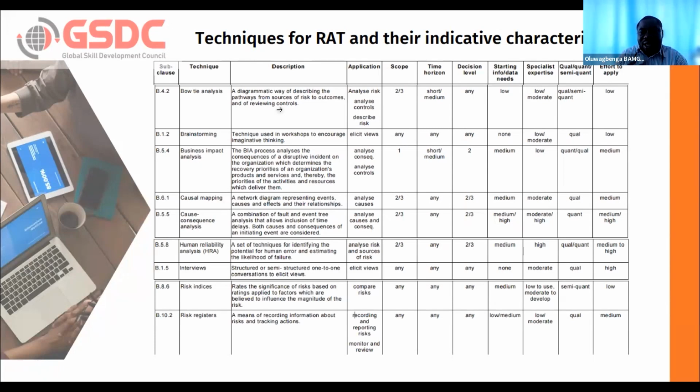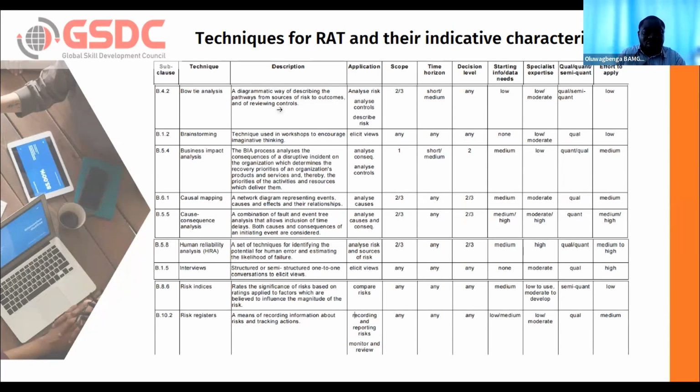Timing is also any, decision level is any, low, moderate, and of course, effort to apply is just for you to make sure people conform to the rules of the brainstorming sessions, and of course, they don't go out of it. Pretty much, I love this because of the advantage of imaginative thinking, and it makes everybody work together as a team.